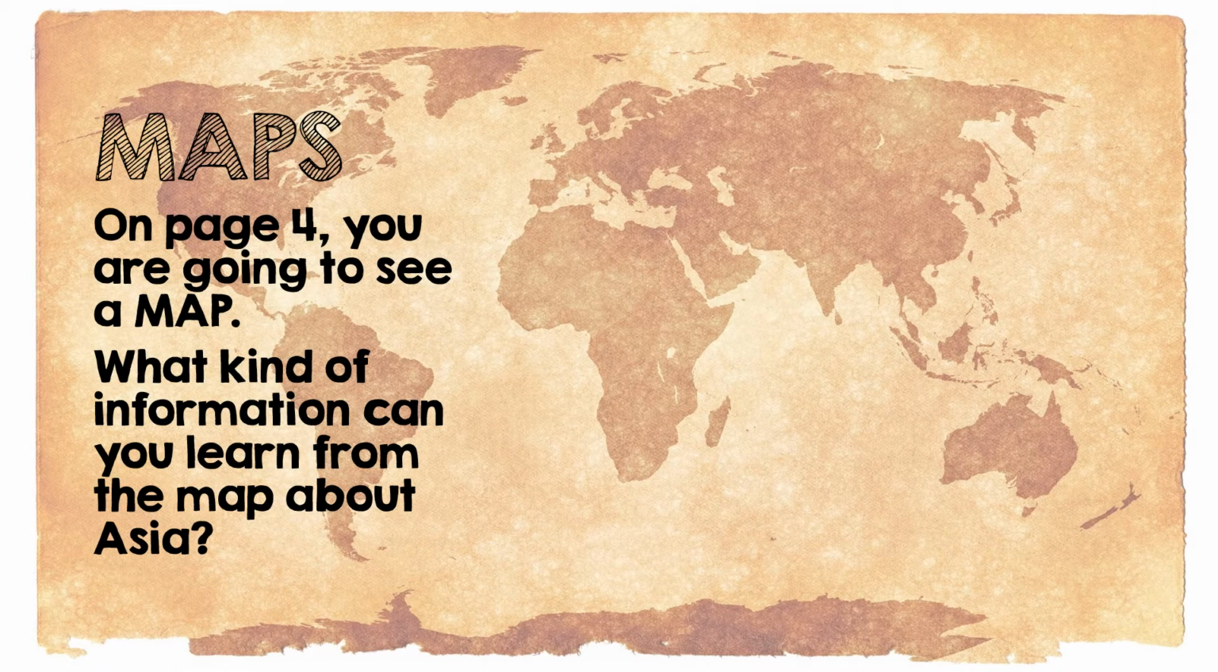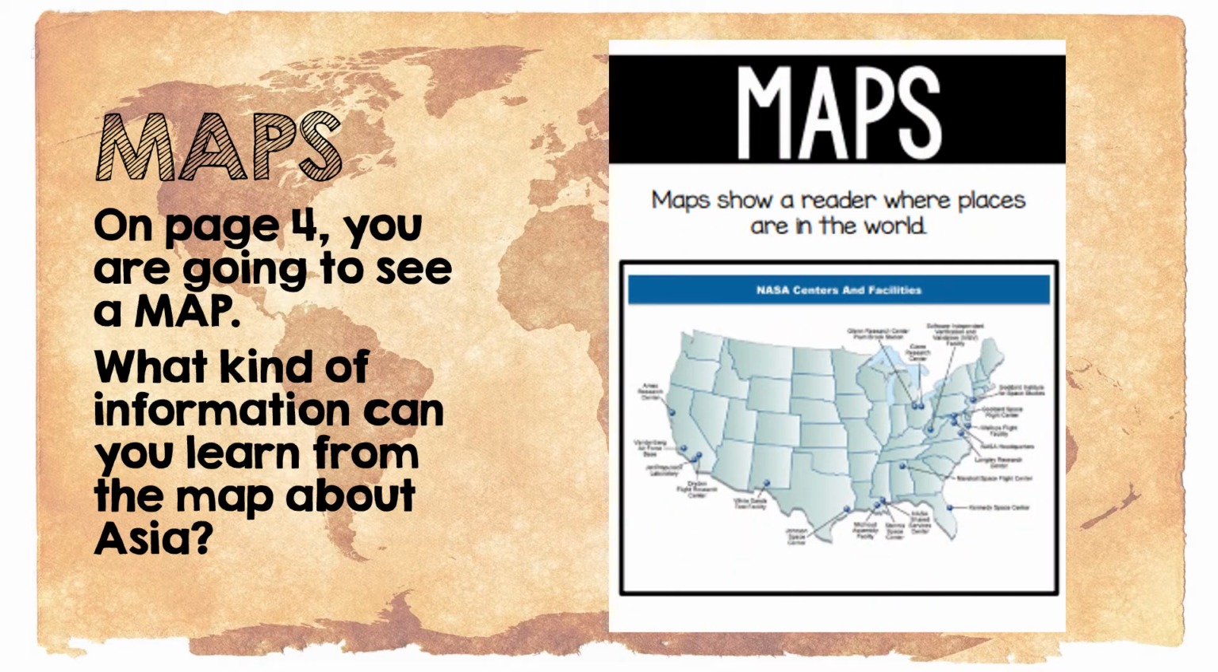Today you're going to see information about maps. On page 4, you are going to see a map of Asia. What kind of information can you learn from the map about Asia? Remember, maps show a reader where places are in the world.